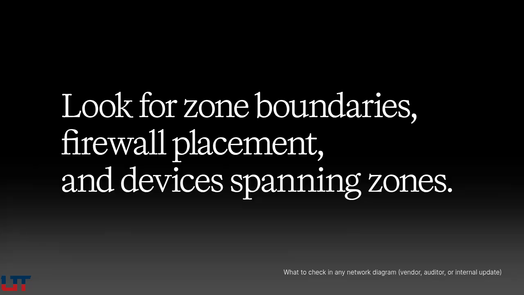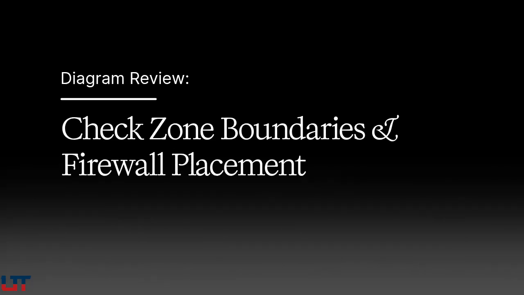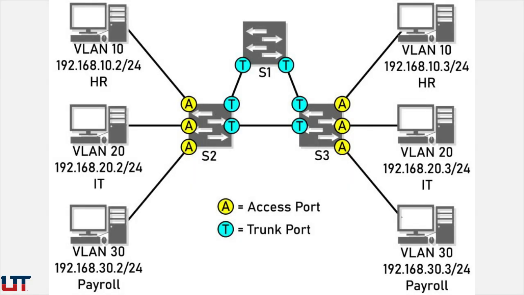When you receive a network diagram from a vendor, from an auditor, from a colleague updating you on a network change, there are specific things to look for from a security standpoint. First, look at the zone boundaries. Are there clearly defined zones? If the diagram shows all devices on a single flat network with no zone markings, there's the flat network problem.